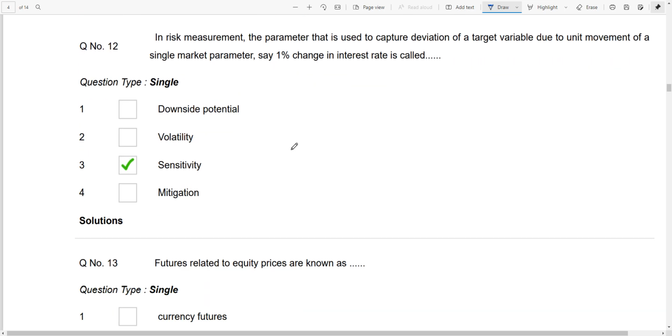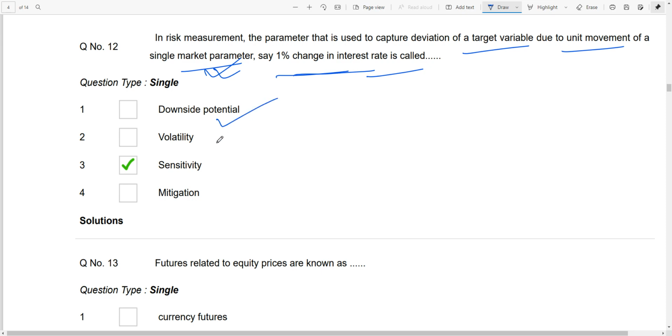Question number 12. In risk measurement, the parameter that is used to capture deviation of a target variable due to unit movement of a single market parameter, say 1% change in interest rate, is called. Options are downside potential, volatility, sensitivity, mitigation.